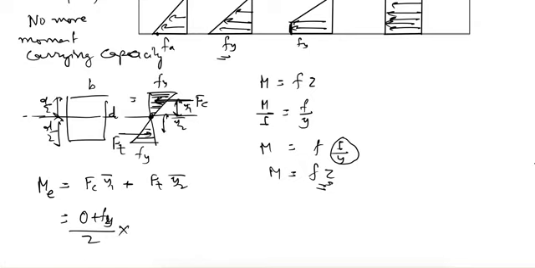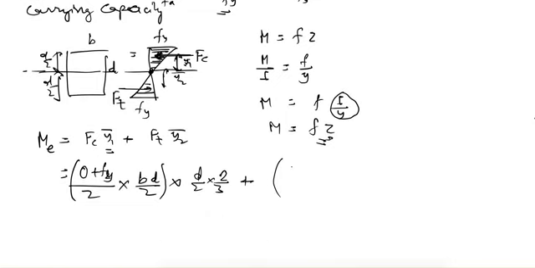So area would be B into D by 2. So that is the force, stress into area, multiplied by this lever arm y1. For the triangular shape, this y1 would be d by 2 into 2 by 3, and similarly for the tension side also it will be the same, that is 0 plus Fy upon 2 into Bd by 2, that is the force, into lever arm would be d by 2 into 2 by 3.